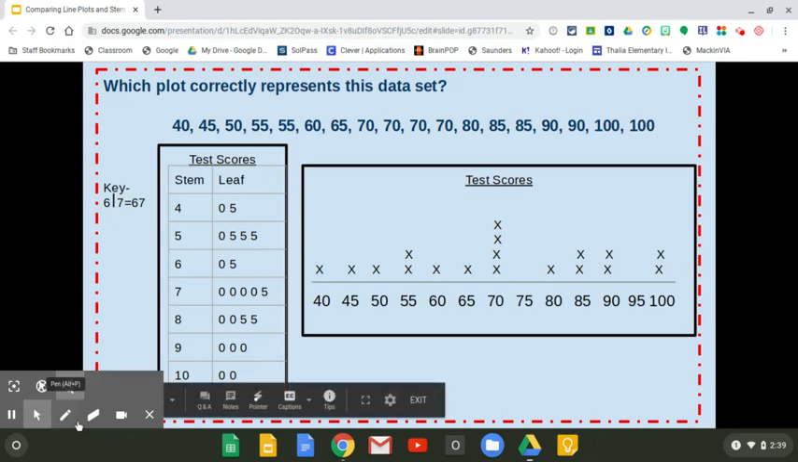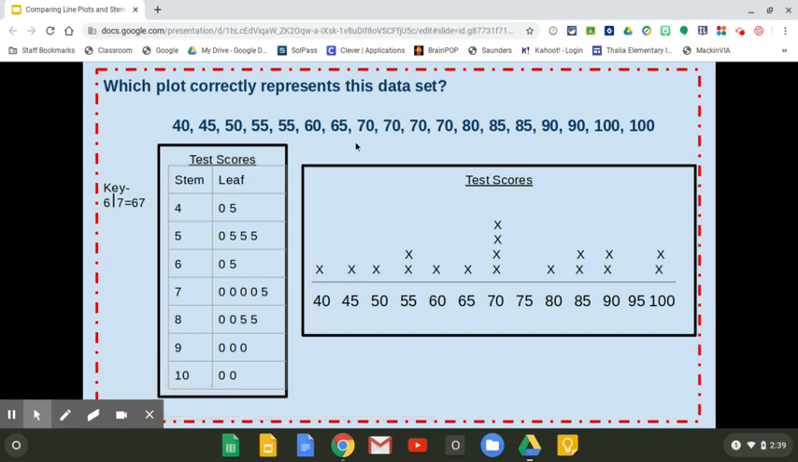The first question says, which plot correctly represents this data set? We have a lot of numbers here. The first thing I notice, thankfully, is that they are in order already from least to greatest. Check it out. If they were all mixed up, that would have made this question a lot more difficult. So we have a line plot as well as a stem and leaf plot. Let's take a look at the stem and leaf plot first.